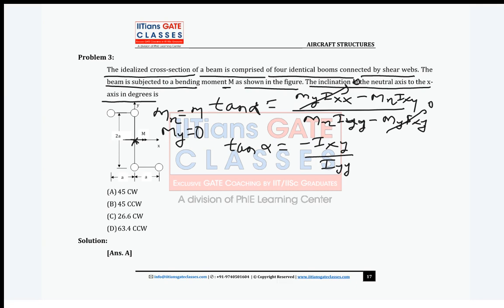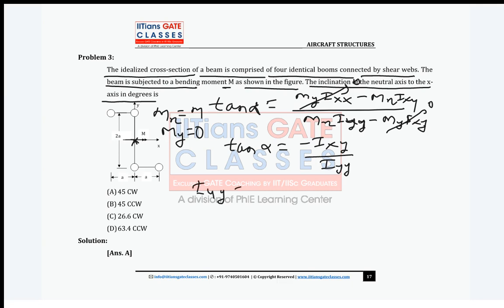Yes or no? So in this problem, what is unknown? What do you need to find to solve this problem? Ixy and Iyy, right? So guys, we can make a table, right? There are how many booms? There are only 4 booms, right? So what is your Iyy?